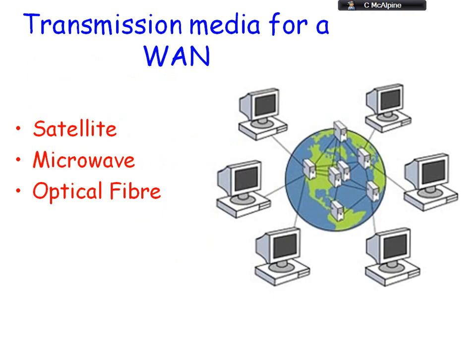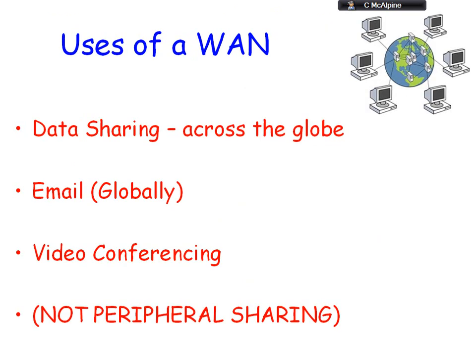Some of the transmission media we use in a WAN: satellites, microwaves, optical fibre. And some uses of a WAN: we can data share globally. If you think about different companies spread all over the world, just thinking about America, the amount of different car rental places that exist across there, across the UK, all the different Asda stores that we have that are all connected up in some form of a WAN so they can communicate and share data with one another. The ability to email across the globe, and communicate directly with loads of other people via video conferencing as well.